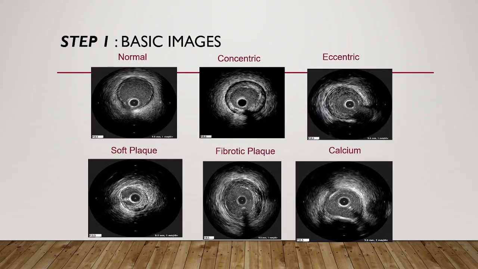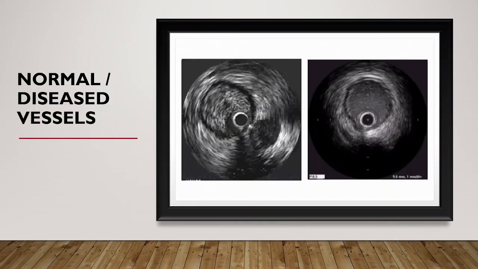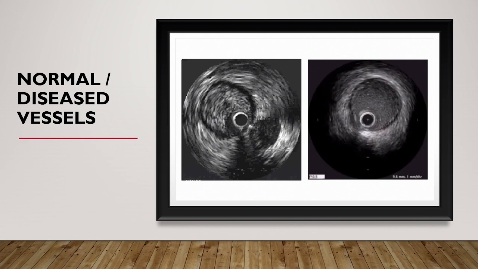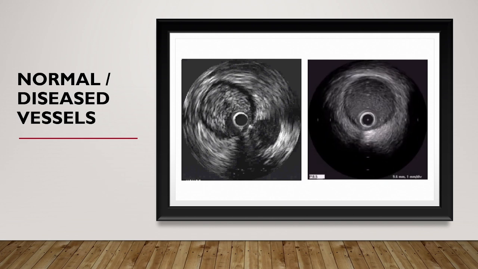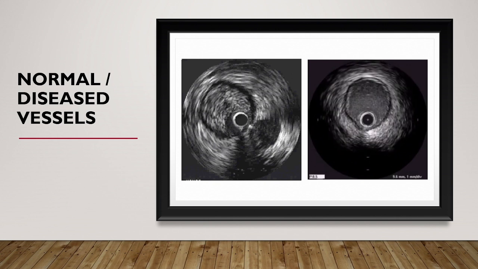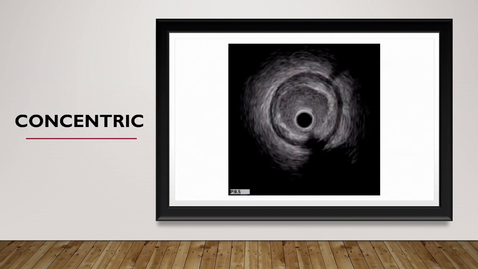Now coming to the basic morphology interpretation, this is a normal vessel as I discussed. A diseased vessel looks like this. You have the media intact, but there is some intraluminal growth, whether it's a plaque or a thrombus or whatever. These are all diseased vessels. A normal vessel looks like this.